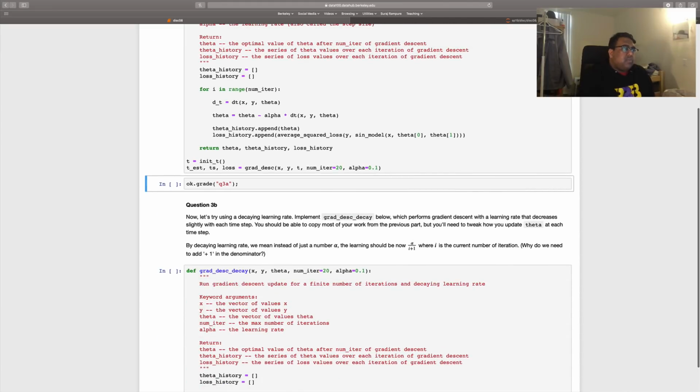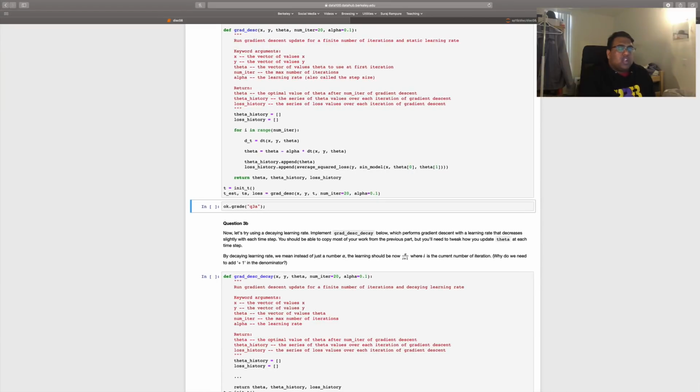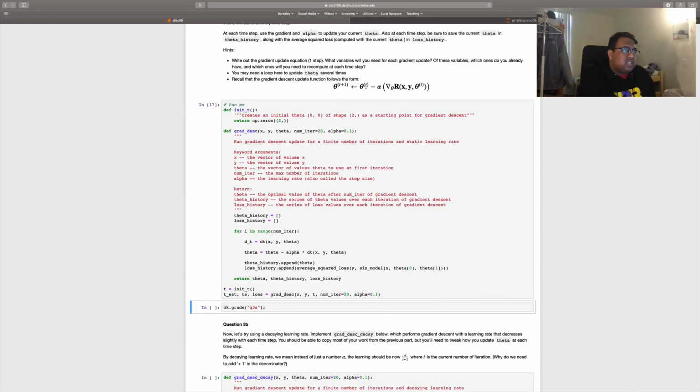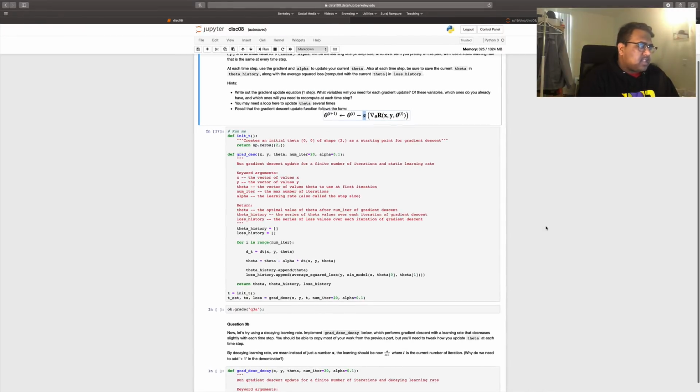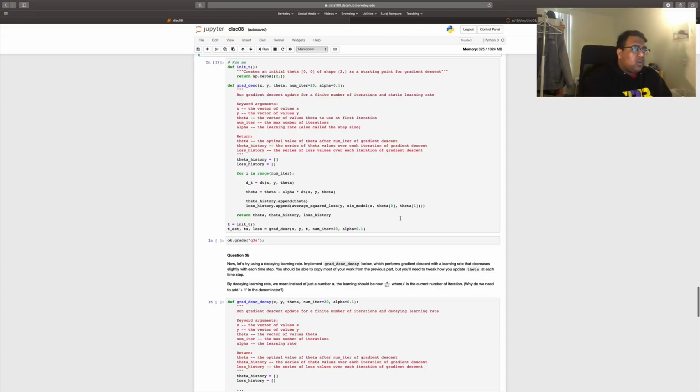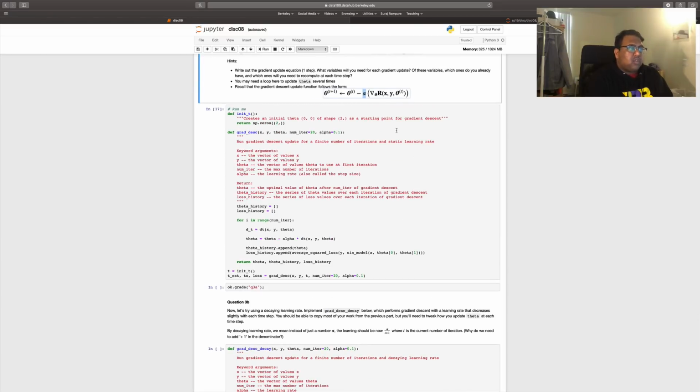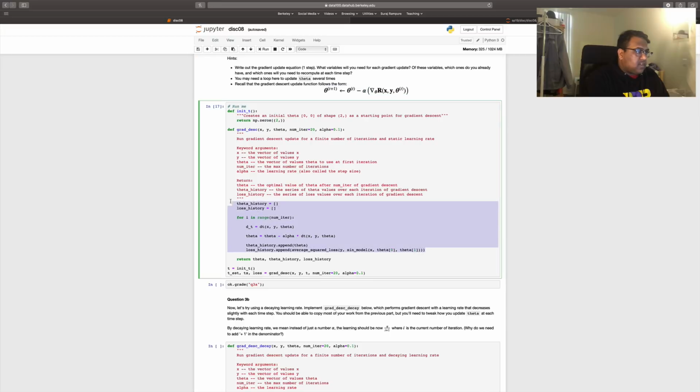Now, in 3b, we want to use what's known as a decaying learning rate. Here, the learning rate was just alpha. At each step, we're subtracting alpha times the gradient at the previous time step. Now, instead, what we're going to do is subtract alpha times the gradient at the previous time step divided by i plus 1, where i is our iteration number. We will see some of the benefits of using a decaying learning rate when we look at some of these plots. But for now, let's just implement it, and we'll discuss it a little later. Really the only difference is we have to change this alpha to be alpha over i plus 1. And so we can copy the rest of our code over.